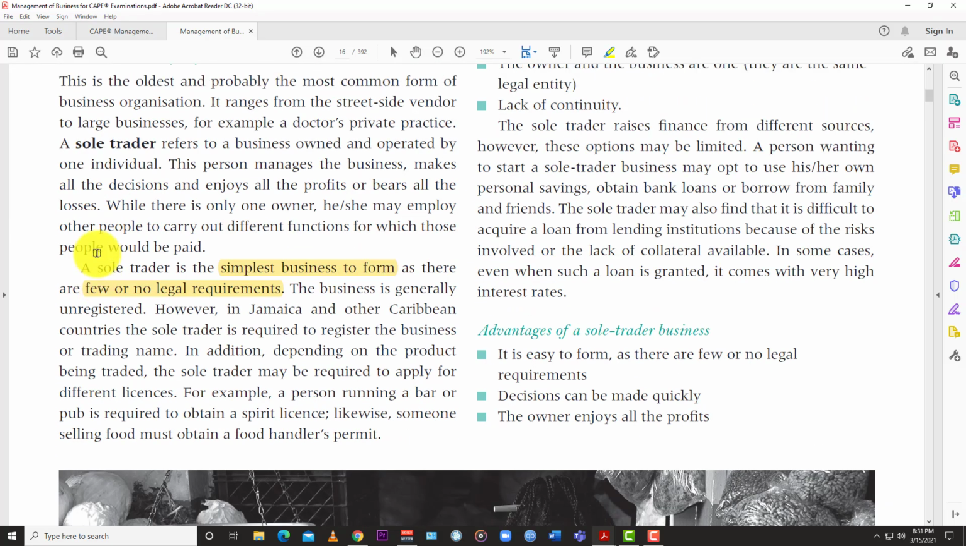Then we're looking at some advantages of a sole trader business. What are some advantages of being a sole trader? So, advantages. As I said before, we've been stressing, it is easy to form as there are few or no legal requirements. So, easy to form. Few or no legal requirements. I gave some examples already.